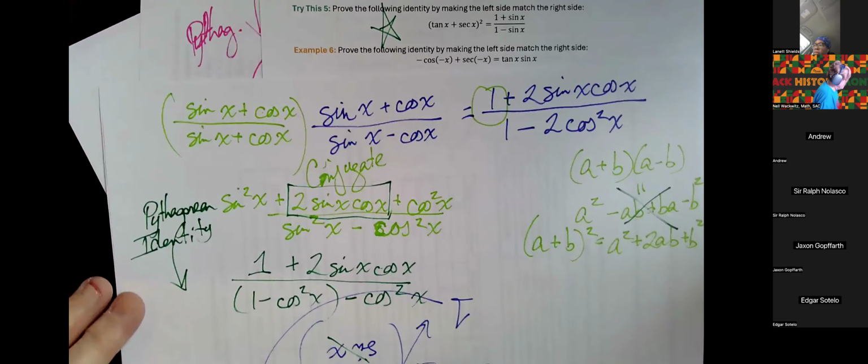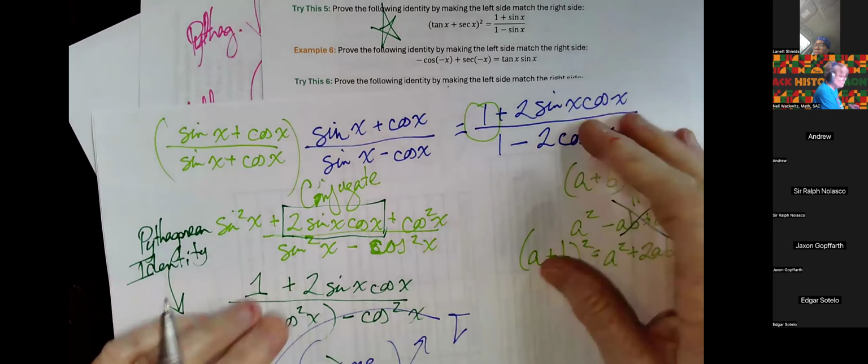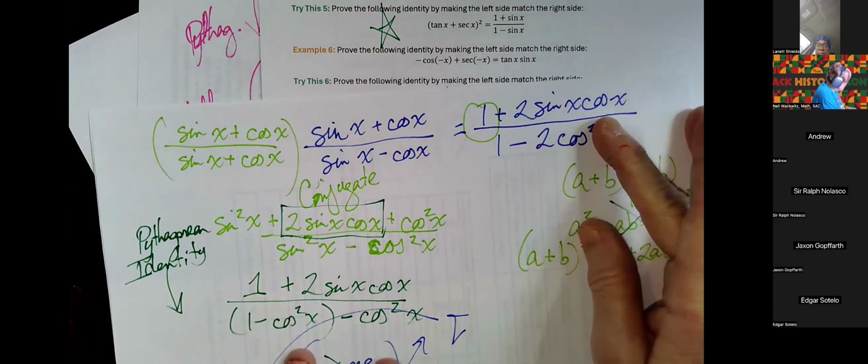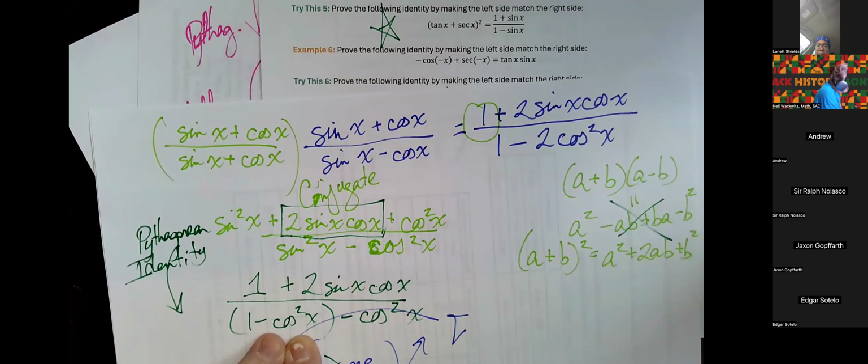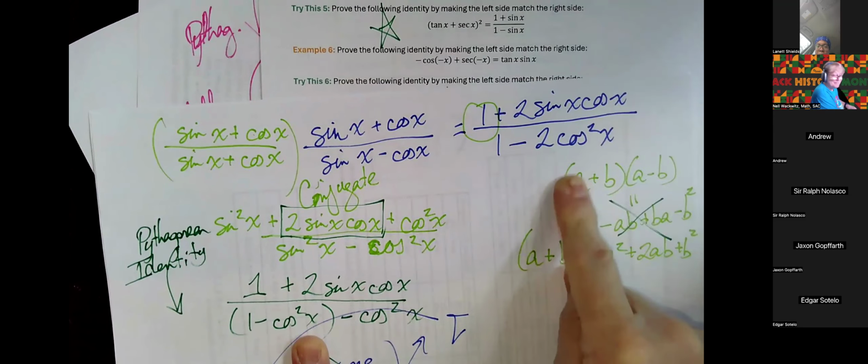So are we there? Numerator matches. Yep. We have 1. We have a minus cosine squared x minus cosine squared x. Can we combine these? Yes.